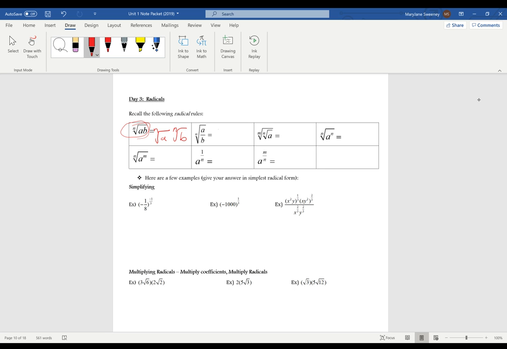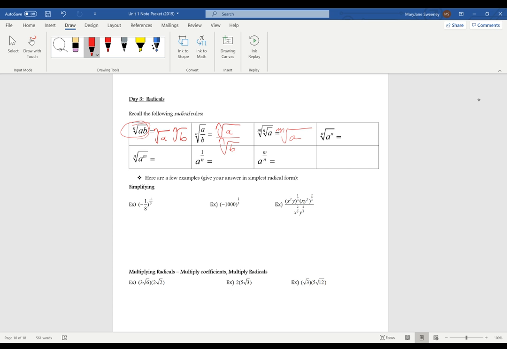The nth root of A over B is going to be the nth root of A over the nth root of B. The mth root of the nth root of A is the mnth root of A. You multiply the two indexes.